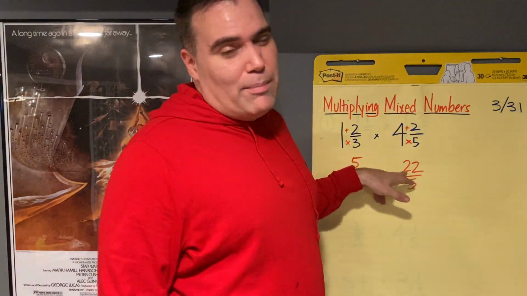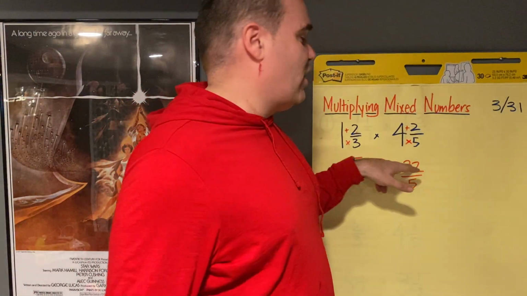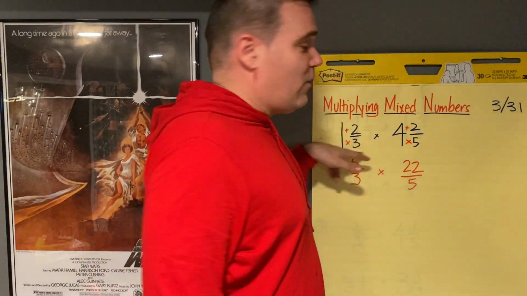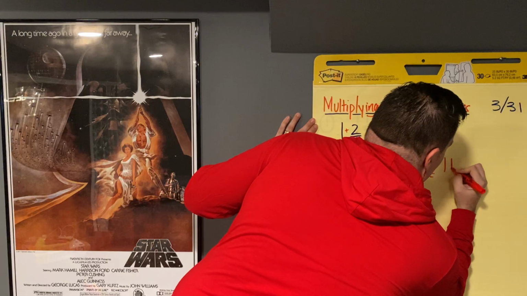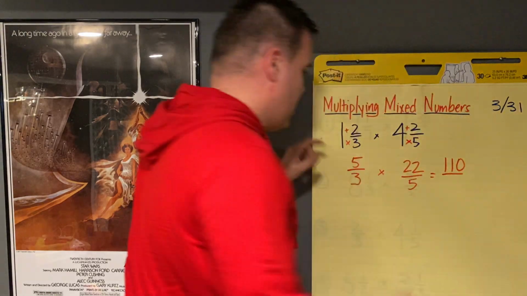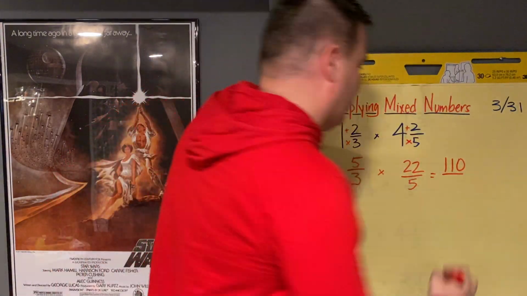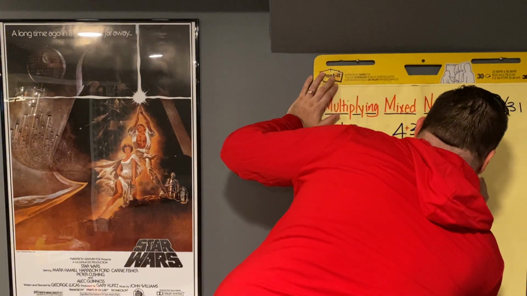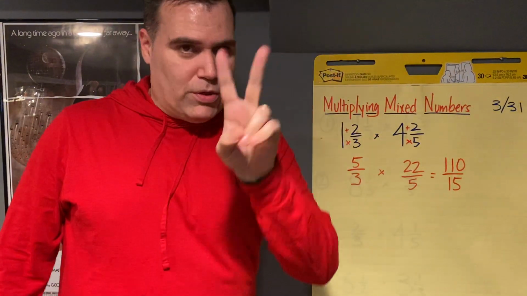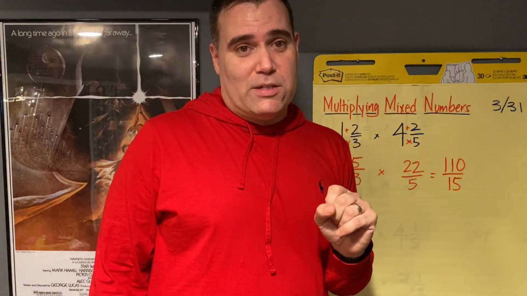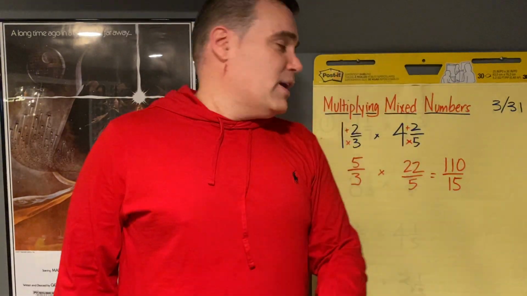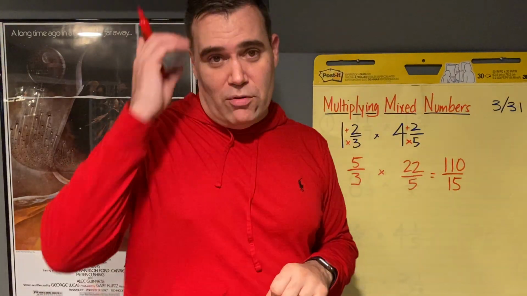So 5 times 20 is 100. 5 times 2 is 10. So 5 times 22 is 110. So 110 is my new numerator. And then 3 times 5 is 15. That's my new denominator. Now, two things. One, I'm not done because this has to be changed back into a mixed number. The other thing is that this can also be reduced.